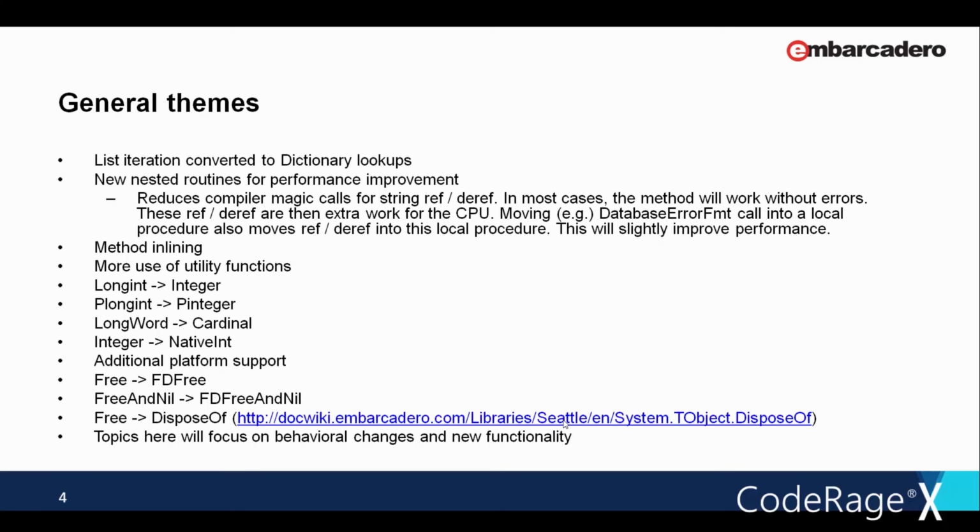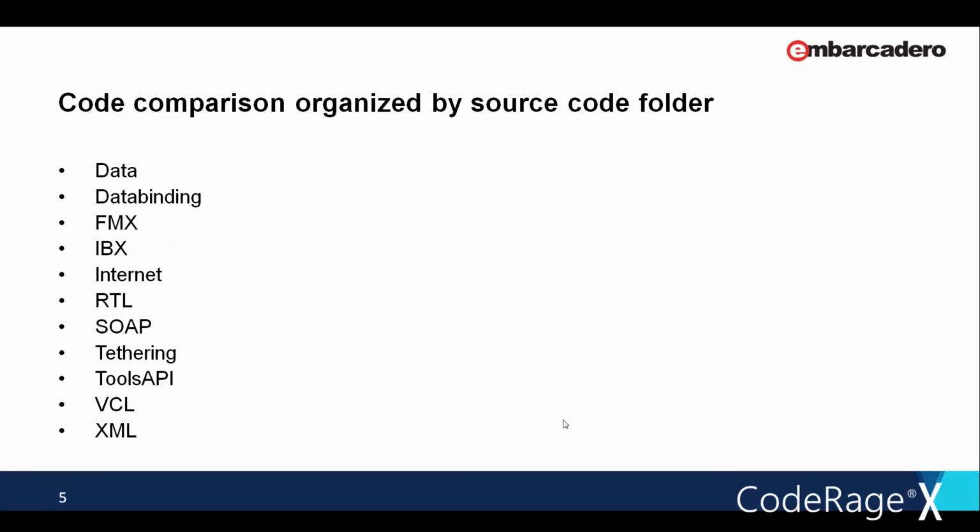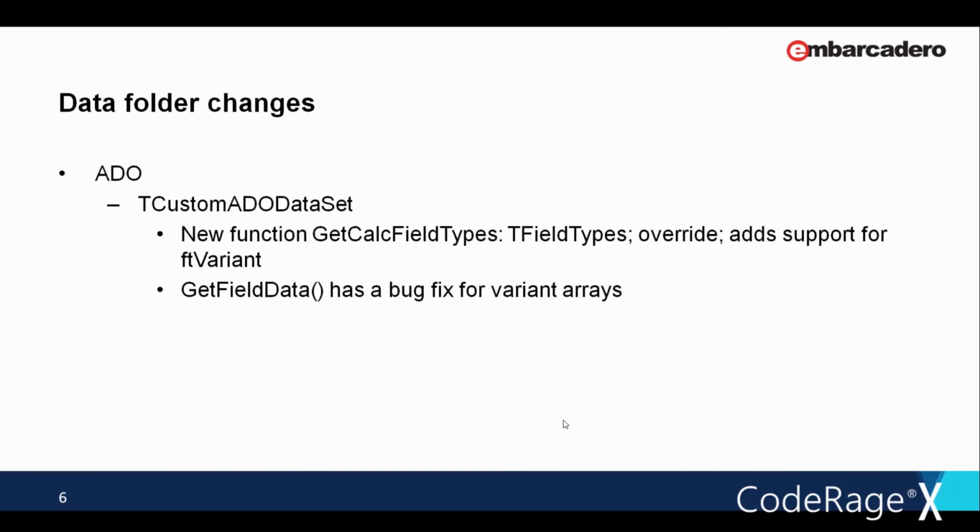So the topics that I'm going to be covering in the subsequent slides focus on behavioral changes and new functionality. So my code comparison is organized by source code folder. So the main folders that I found that had changes in them were data binding, FireMonkey, InterBase Express, Internet, runtime library, and a bunch of folders under there, obviously SOAP, the tethering folder, tools API, VCL itself, and the XML folder. So to start with the data folder changes, for ADO there weren't that many changes.